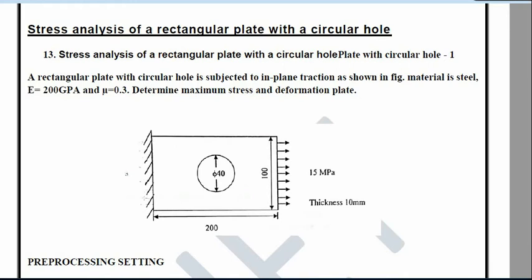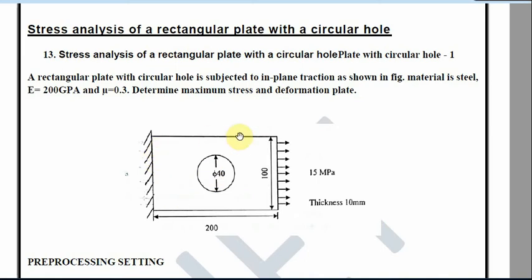In this video we are going to study the modeling steps involved in the stress analysis of a rectangular plate with a circular hole. The problem definition: a rectangular plate with a circular hole is subject to plane traction as shown in this figure. Its material is steel with E equal to 200 GPa and mu equal to 0.3. We have to determine the maximum stress and deformation of the plate.